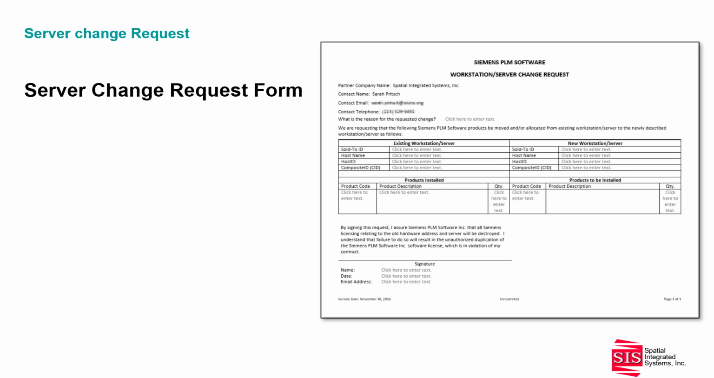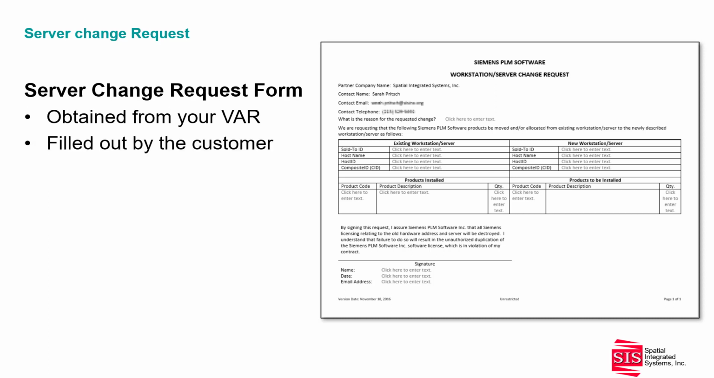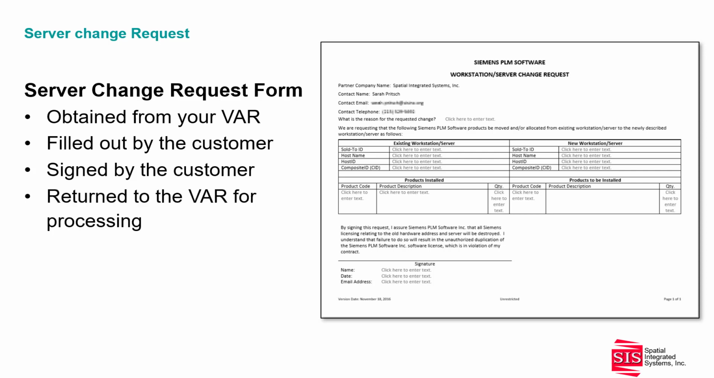The server change request form. These issues are all to be addressed using the Siemens server change request form. This form can be obtained from your Siemens value-added reseller, or VAR. That would be us. This form will need to be filled out and signed by the Siemens customer. It must then be returned to the VAR for processing. A new license file will then be generated by Siemens and emailed to the customer.